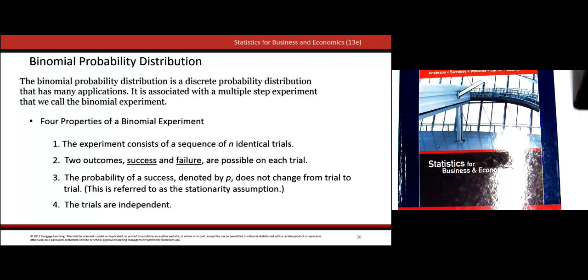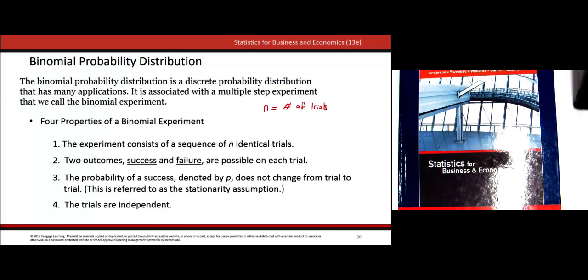If we know that we have a binomial experiment, we can easily use the binomial probability distribution function to assign the probabilities over the values of the random variable. What are the properties of a binomial experiment? The experiment consists of a sequence of n identical trials. So n is the number of trials, and these are identical trials.